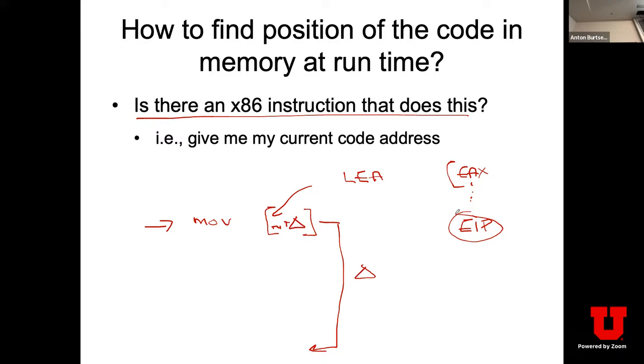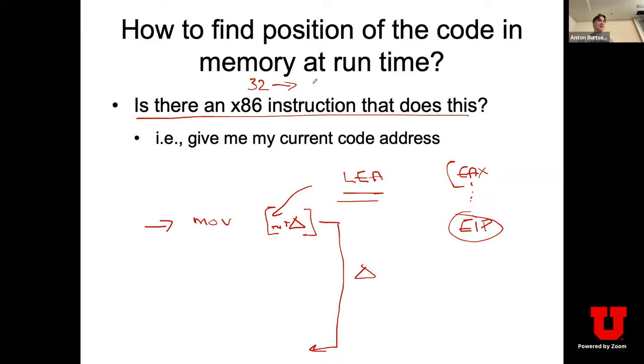Right. So exactly, that's what I was trying to hint. Look, load effective address or any of those move instructions don't take EIP as an argument on a 32-bit instruction set. The 64-bit instruction set actually fixed that problem, but let's just see how you can solve it.